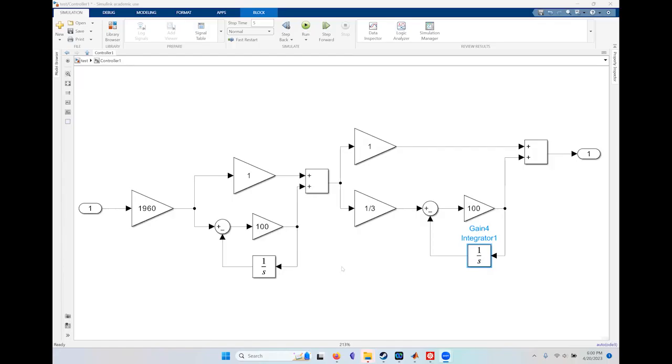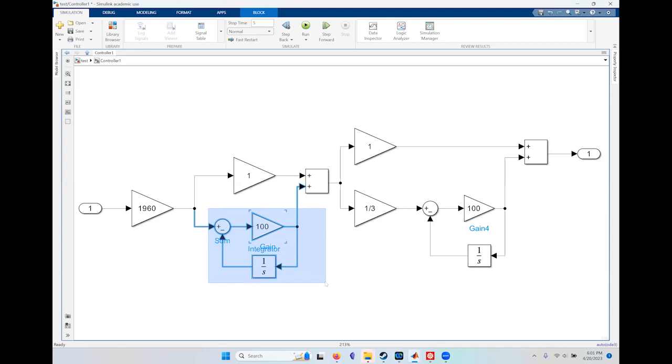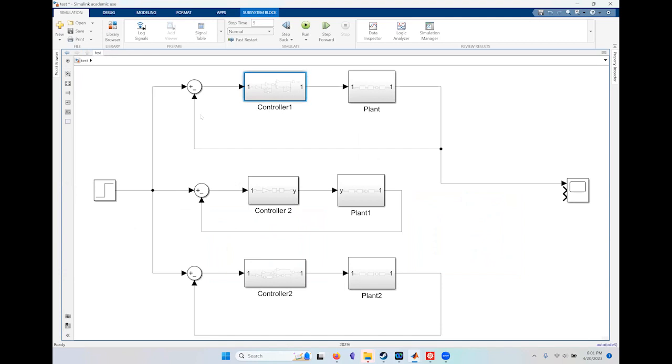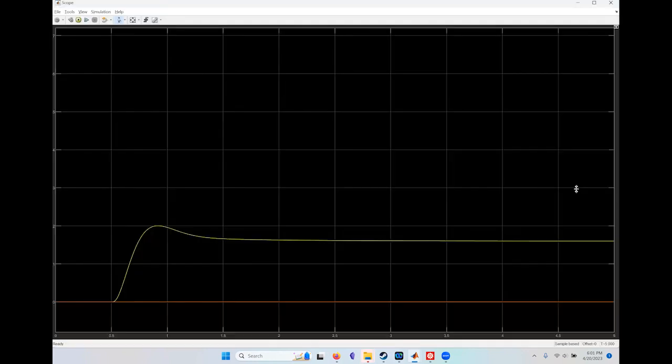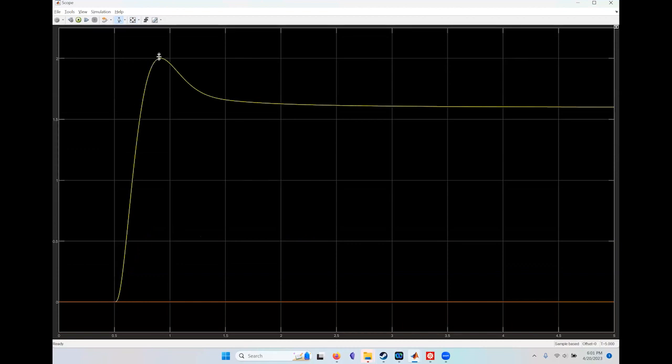So going back to here, this whole thing is essentially a differentiator with a pole at minus 100, and I hope I convinced you that that is the case. So this is two differentiators. If I look at this by itself, I get this sort of response: it goes from 0 to 2, and then settles at 1.66.